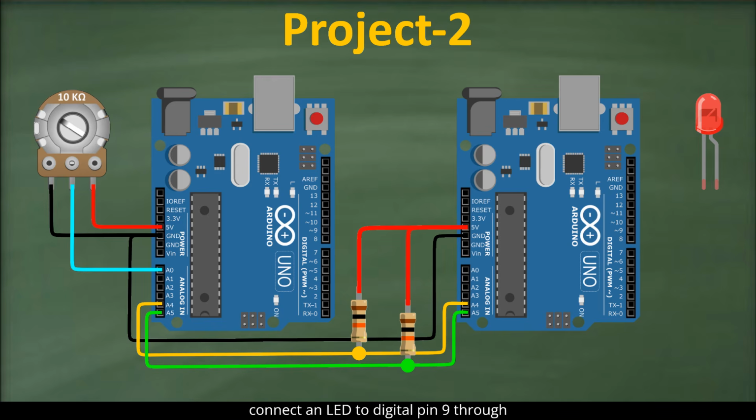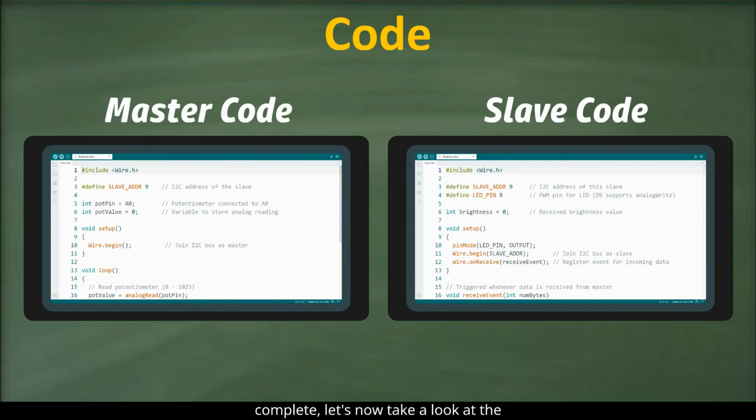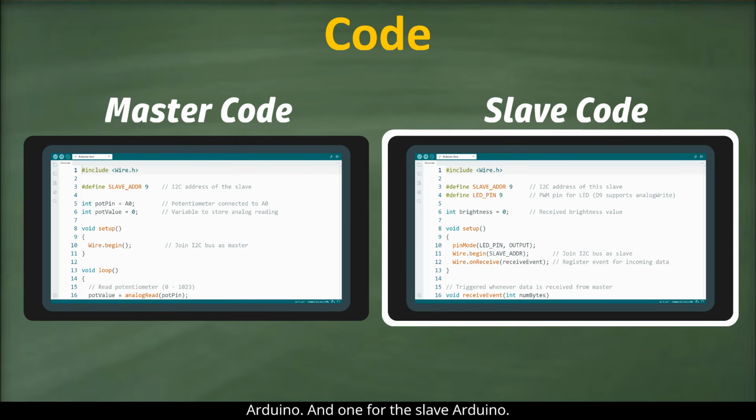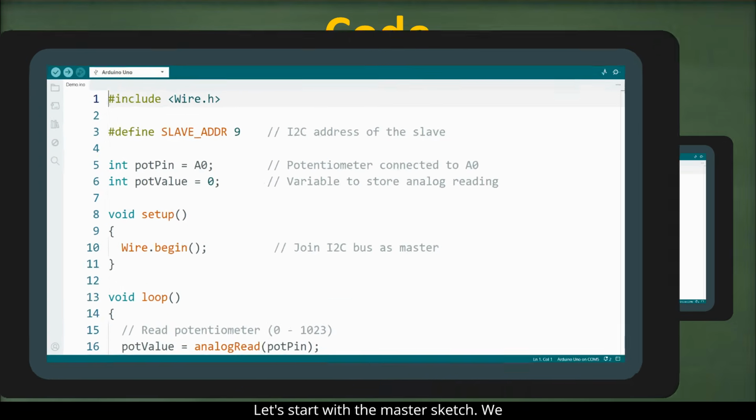Next, on the slave Arduino, we connect an LED to digital pin 9 through a 220 ohm resistor, and the cathode of the LED is then connected to the GND pin of the Arduino. With the wiring complete, let's now take a look at the code. As before, we will be using 2 separate sketches, one for the master Arduino and one for the slave Arduino. Let's start with the master sketch.